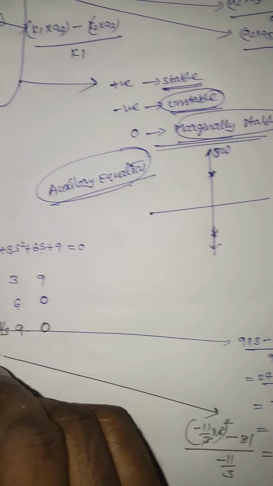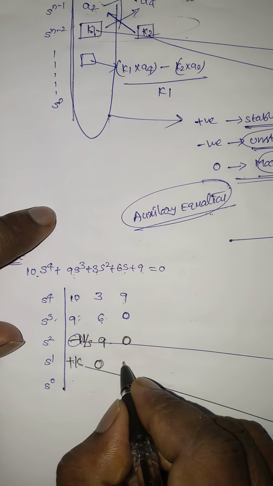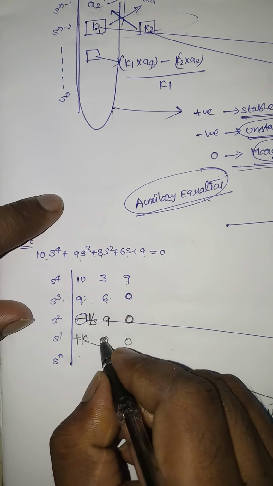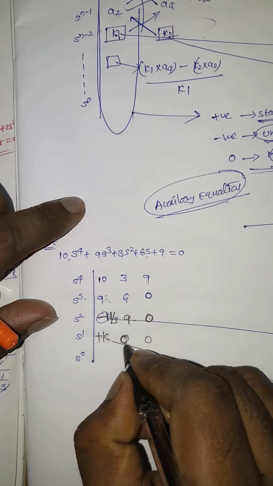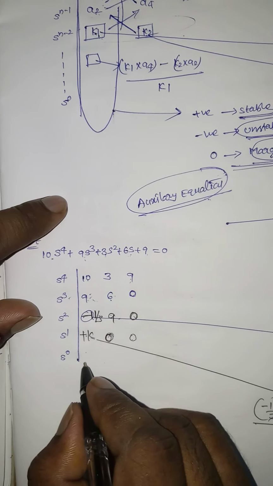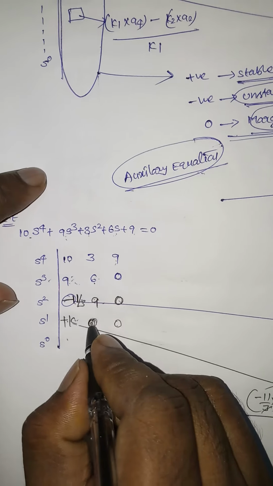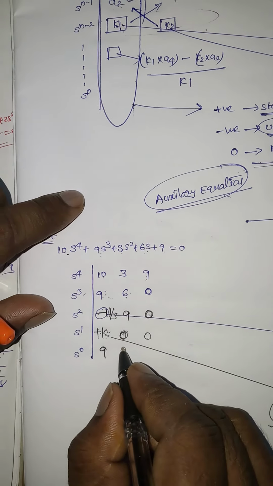So here it is plus k, and this value is 0. Why is it 0? This element can be found by using 11 by 3 into 6 minus 0 into 9 divided by 11 by 3, so it is 0. Here for this element, k into 9 minus 0 divided by k, so this element will become 9 here. So this is 0, this is 0.